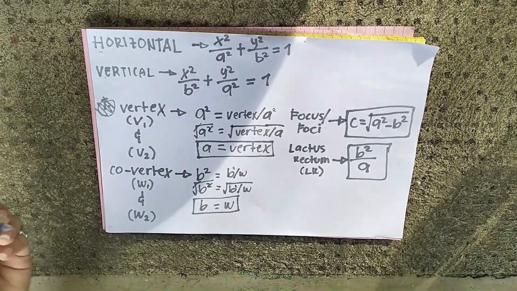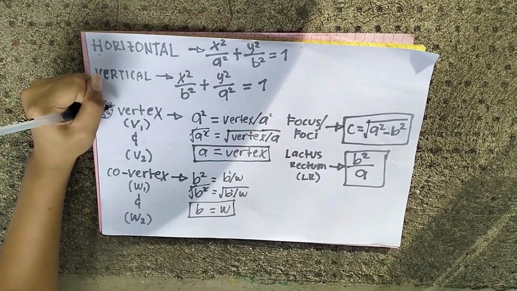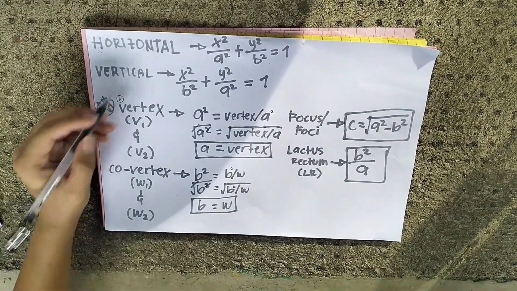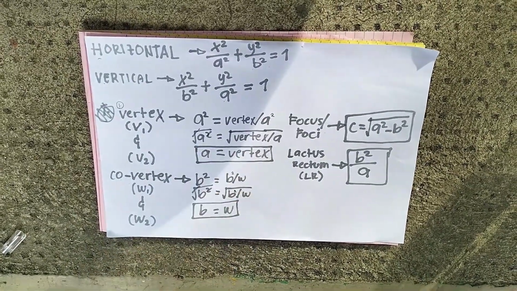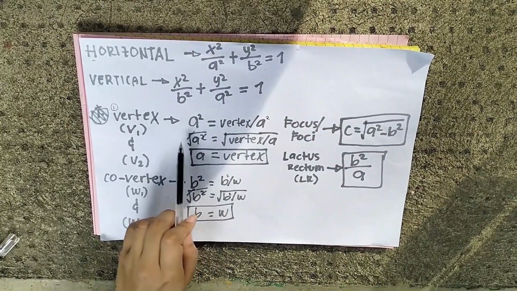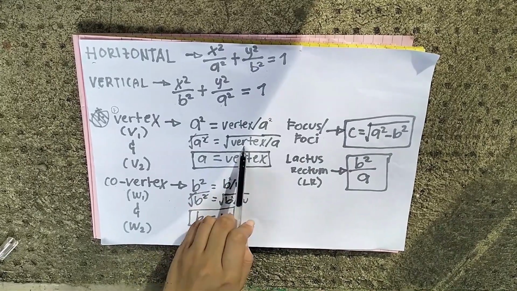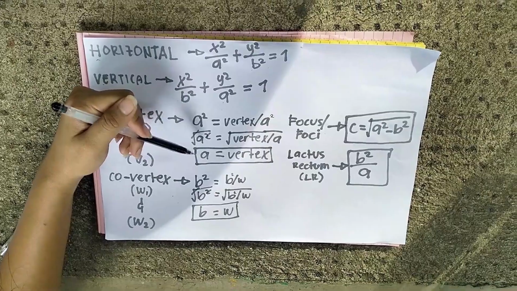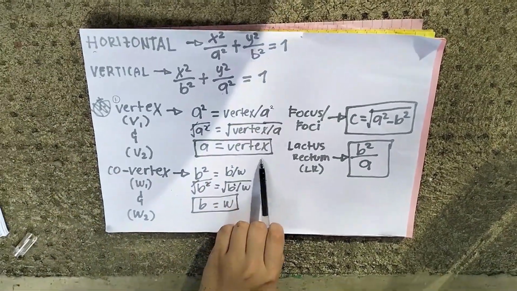So now let's go to the steps in solving for the ellipse. First step is always finding the vertex. You have to equate a squared to the given value of a squared. So how do you do that? You simply take the square root. The square root of a squared is equal to the square root of the given value. So you cancel out the square root and the exponent 2. So a is equal to the result, and that is now your vertex.